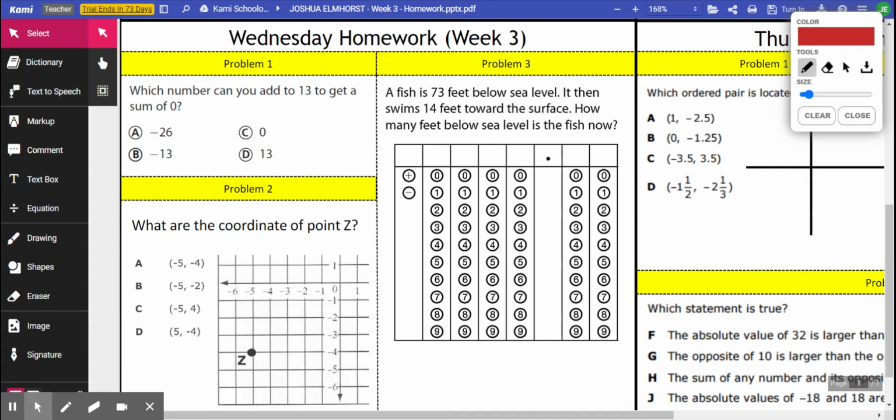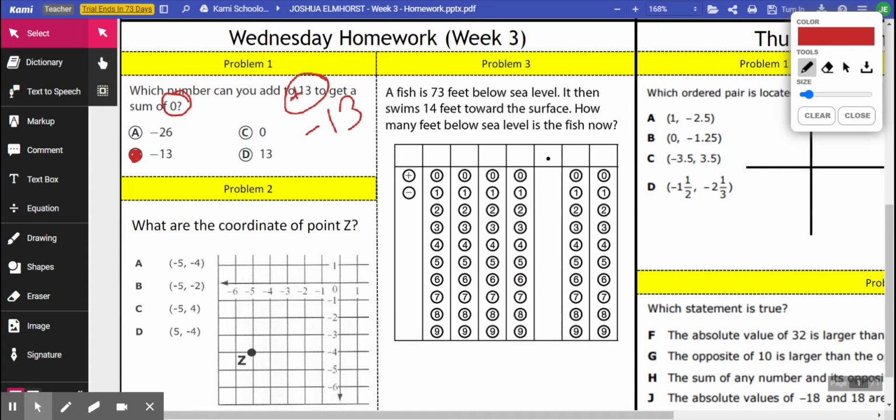Which number can you add to 13 to get a sum of 0? Well, since that's a positive 13, if you're positive, the only way to get back to 0 is to go in the negative direction. So you'd actually have to go 13 spaces in the negative direction to get back to 0. And that is also our zero pairs. 13 positives and 13 negatives together would give us a sum of 0.